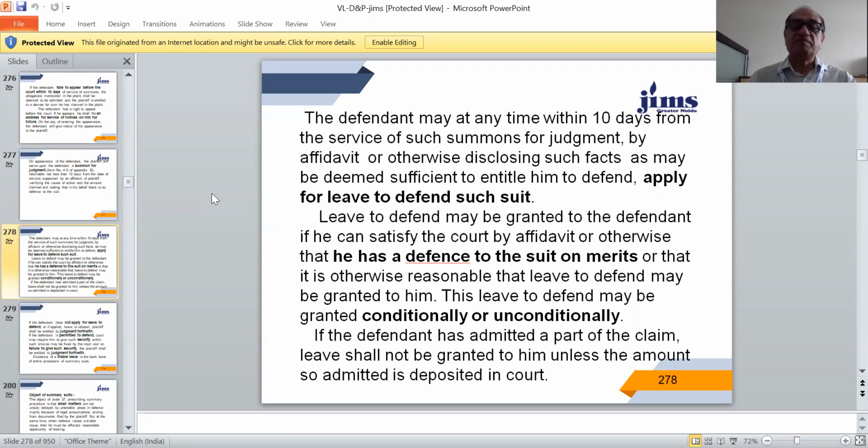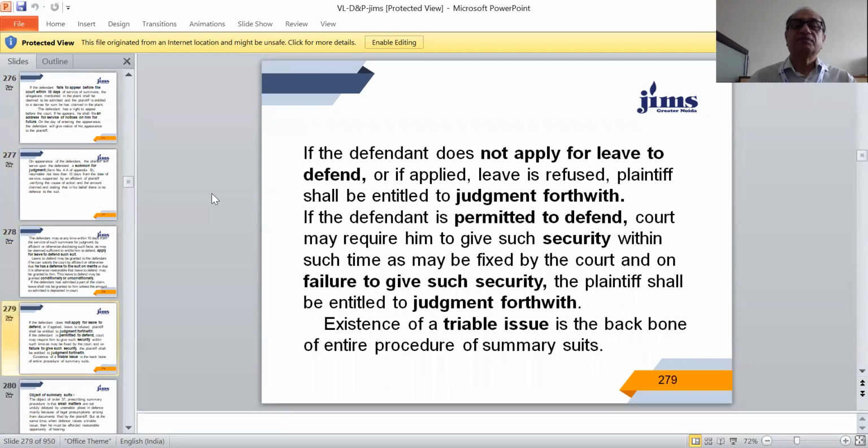This leave to defend may be granted conditionally or unconditionally. If the defendant has admitted a part of the claim, leave shall not be granted to him unless the amount so admitted is deposited in the court. Obviously, when defendant is admitting the claim of the plaintiff or part of it, then he should deposit that amount in the court first and then ask for leave to defend.